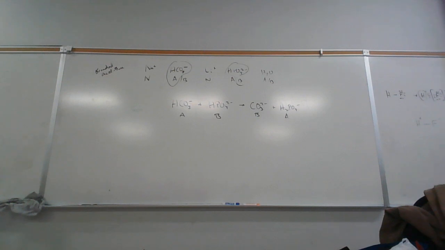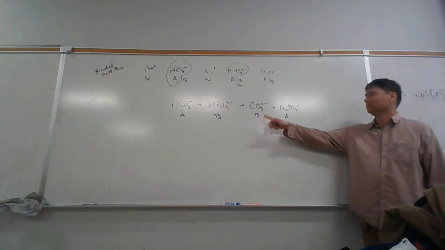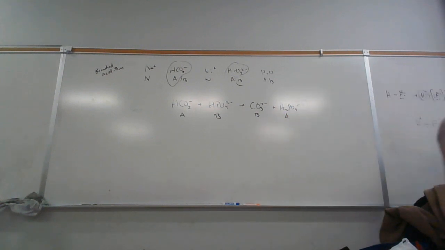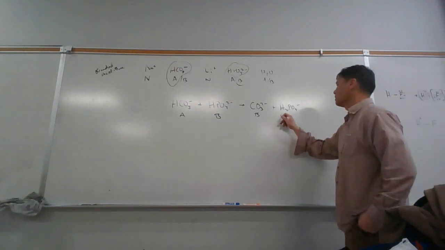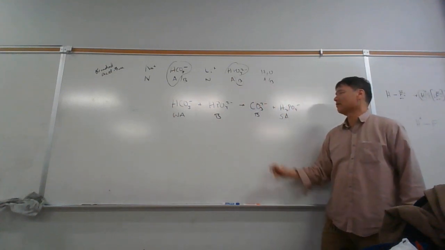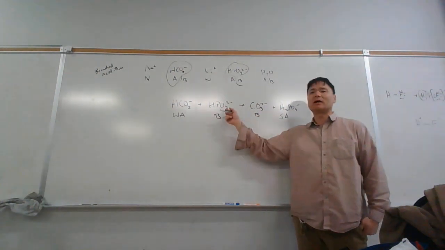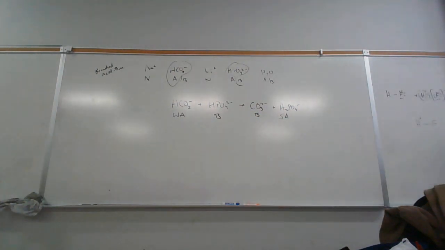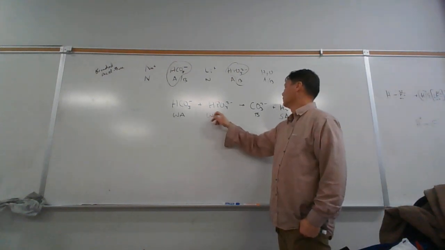Which one's stronger? Dihydrogen phosphate is a better acid than bicarbonate. Because of the conjugate relationship, the bases have to hold. That means carbonate must be a stronger base than monohydrogen phosphate. So let's go here. Carbonate must be a stronger base than monohydrogen phosphate, and it is. You see that? So this is a weaker base, this is a stronger base.